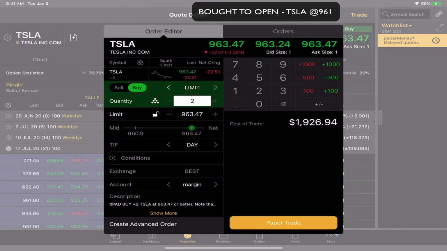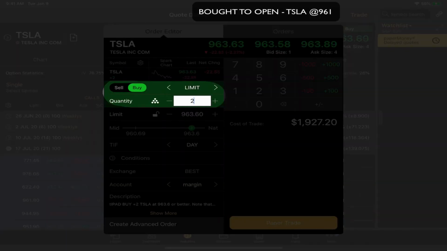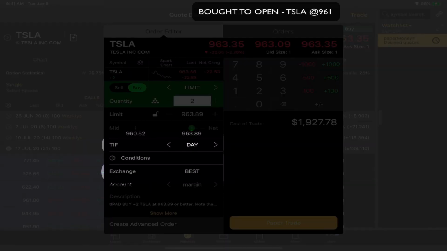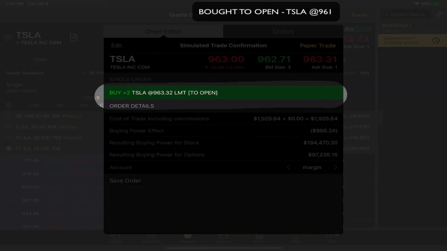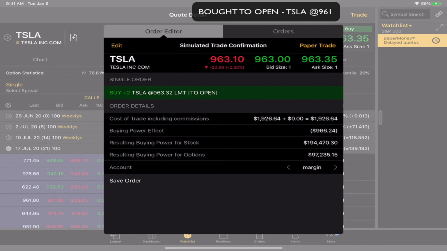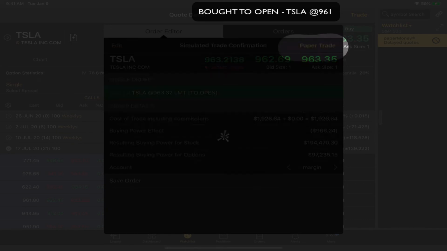That block, it's open, limit order quantity 2 I'm buying is green, so all looks correct. I'm also saying exchange is best, and TIF date order, those are very important parameters. So everything's ready. I hit paper trade. In paper trade, I very fast confirmed that I'm buying 2 Tesla at 963. It's a limit order to open. I'm doing a buy to open, and that sounds correct. And I hit paper trade.